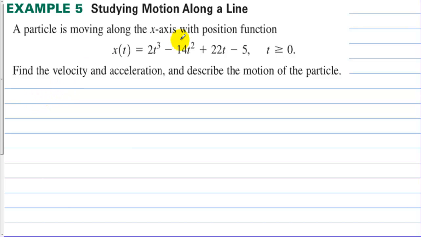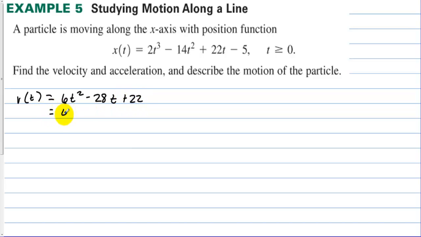Example 5, studying motion along a line. A particle is moving along the x-axis with position function x of t equals this, for t greater than or equal to 0. Find the velocity and acceleration and describe the motion of the particle. Let's find the velocity. V of t is equal to 6t squared minus 28t plus 22.